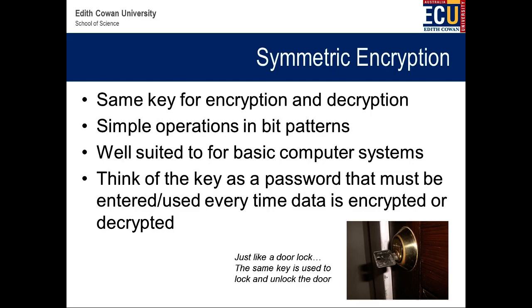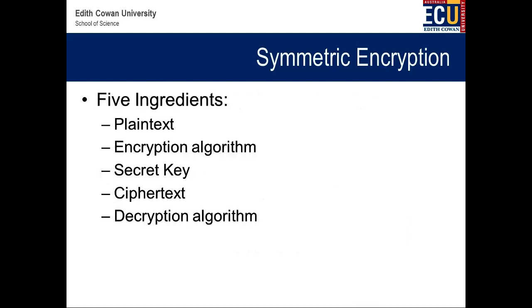And you can see the picture here. It is just like a door lock. You need to have that key all the time to lock or unlock that door. There are 5 ingredients in symmetric encryption: plain text, encryption algorithm, secret key, ciphertext, and decryption algorithm. We know the definition of all these ingredients, so we will not go into the details again.